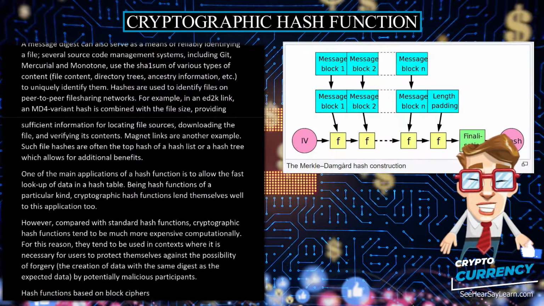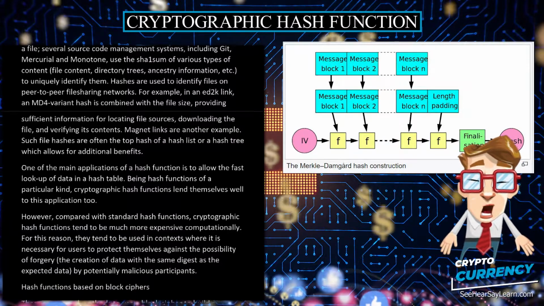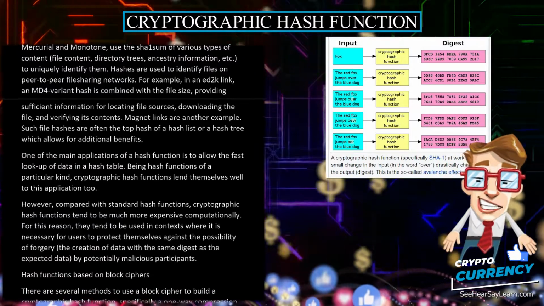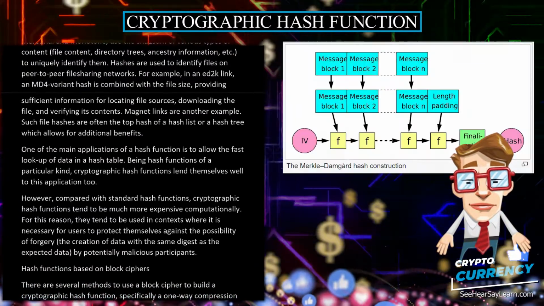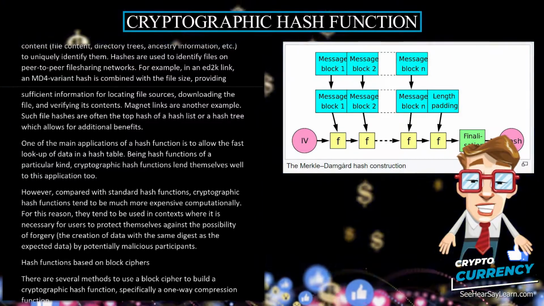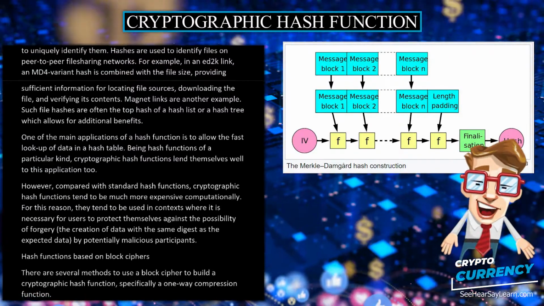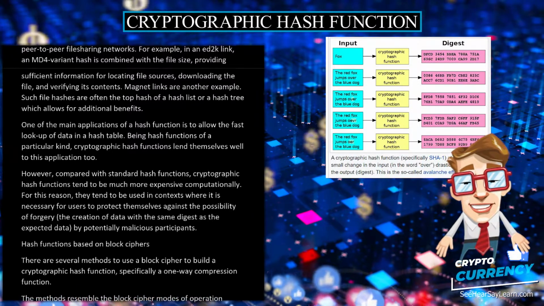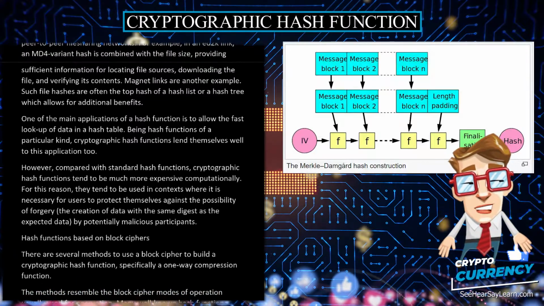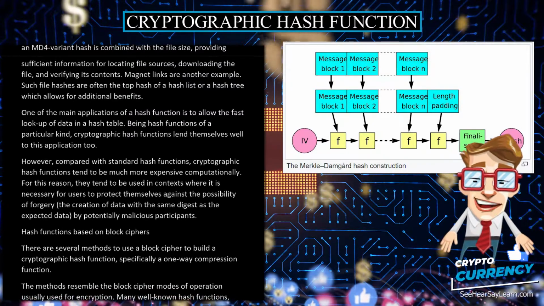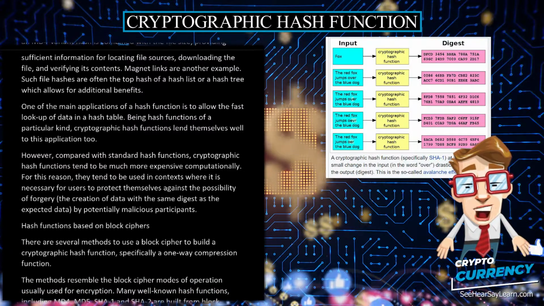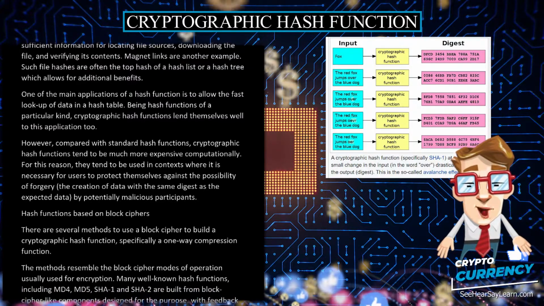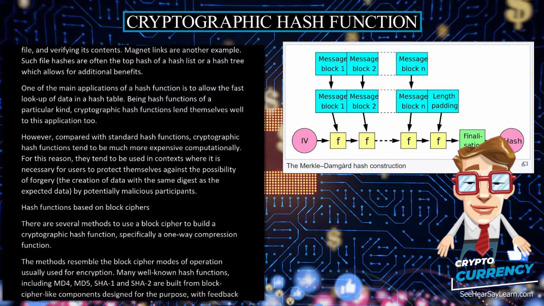Hash functions based on block ciphers. There are several methods to use a block cipher to build a cryptographic hash function, specifically a one-way compression function. The methods resemble the block cipher modes of operation usually used for encryption. Many well-known hash functions, including MD4, MD5, SHA-1 and SHA-2, are built from block cipher-like components designed for the purpose, with feedback to ensure that the resulting function is not invertible.